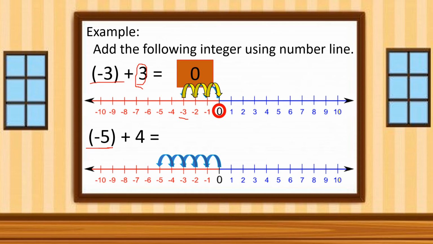Okay? From negative 5, mag-a-add tayo dito ng positive 4. So, since siya po ay positive, so ibig sabihin, babalik tayo ng 4 na unit pakanan. Okay? 1, 2, 3, 4. So, saan po tayo nag-stop? So, nag-stop tayo kay negative 1. So, therefore, negative 5 plus positive 4 is equal to negative 1.